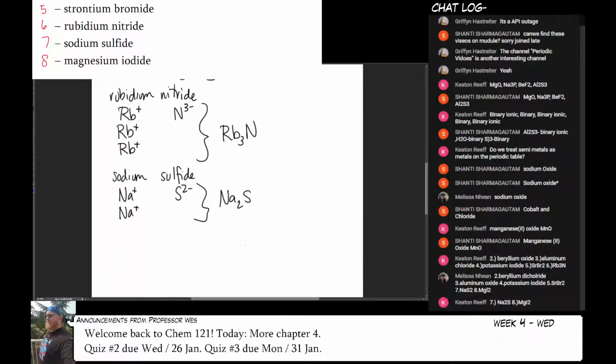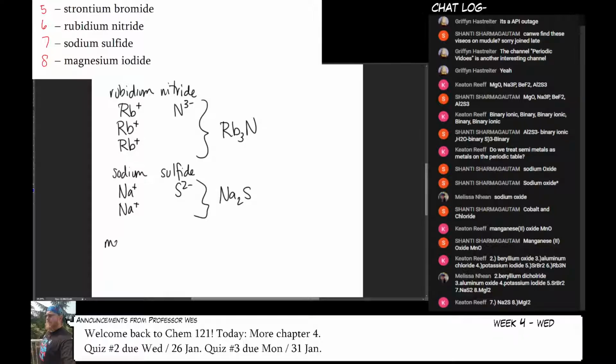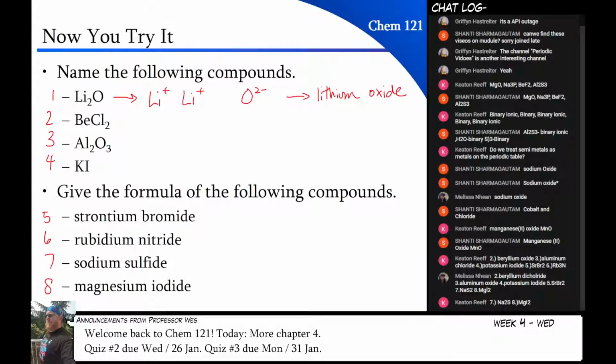And then finally, magnesium iodide. Magnesium is 2 plus. Iodide is minus. Need another of those. And there you go. All right. Looks like most people got all of this right. Very good. Excellent.